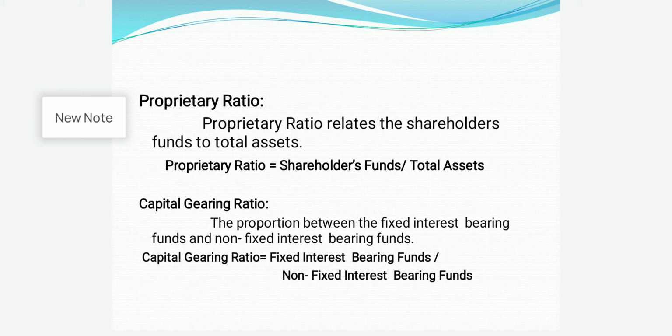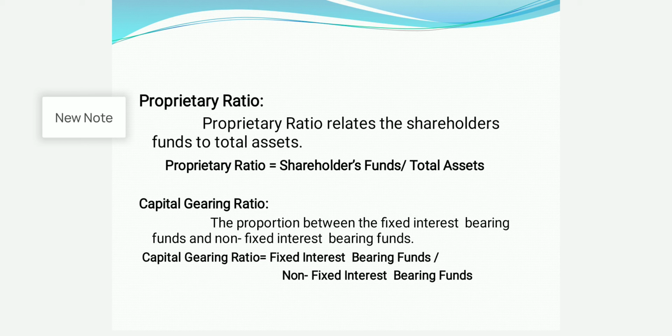Next one is capital gearing ratio. Capital gearing ratio means the proportion between the fixed interest bearing funds and non-fixed interest bearing funds. That is called capital gearing ratio. The formula for the capital gearing ratio: capital gearing ratio is equal to fixed interest bearing funds divided by non-fixed interest bearing funds.